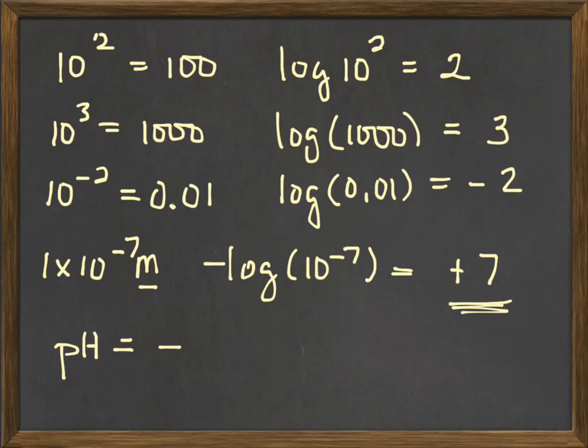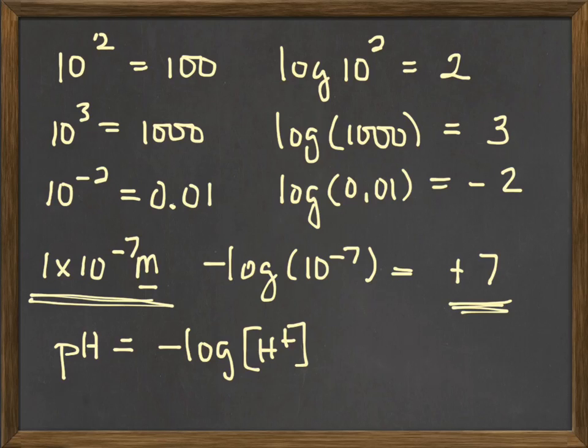pH is the negative log of the hydrogen ion concentration. So here the hydrogen ion concentration was 10 to the minus 7. The negative log of that is 7. Any questions? Your calculator has a button that does this for you. It's log. Has nothing to do with wood, it's log.